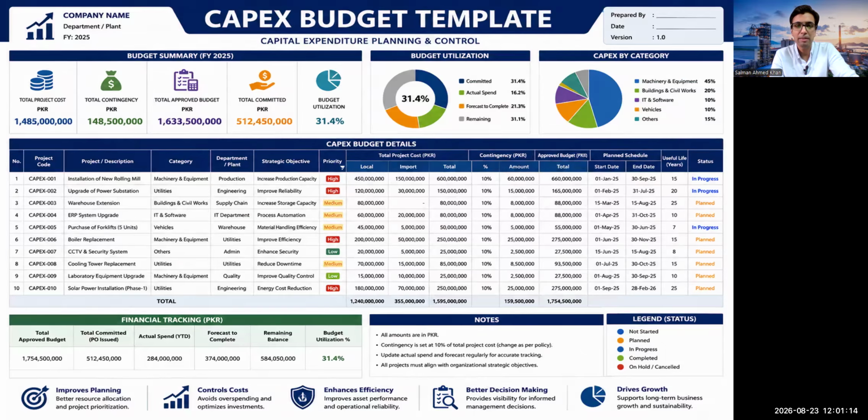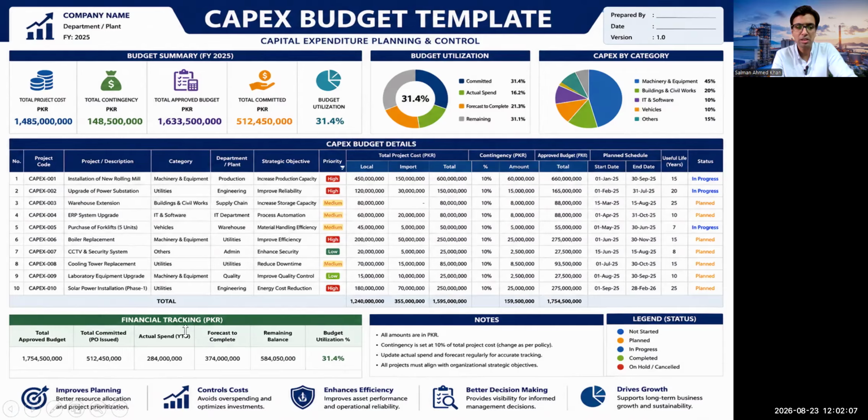Now these are the CAPEX budget templates. I try to show you here and explain. Every industry has its own templates and it depends on the company. So I tried to figure out a budget which could be a standard budget dashboard. Here you write the project codes, project description, category, departments, strategies and objectives, priorities, local import price, and the total cost, then the percentage contingency, as I was talking about earlier, that there must be variation in that, and then there is a total amount. Then you must have a plan schedule, the start date and end date, the useful life and the status. That's how you maintain the CAPEX budget.